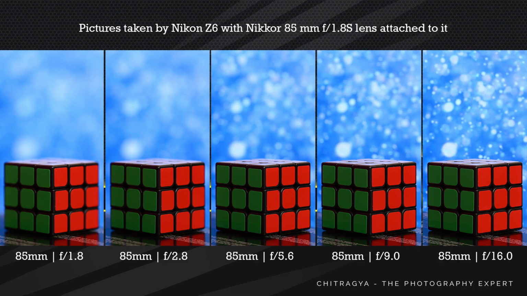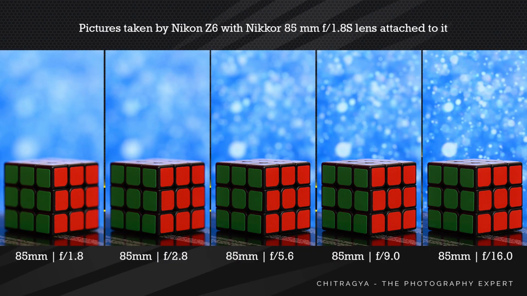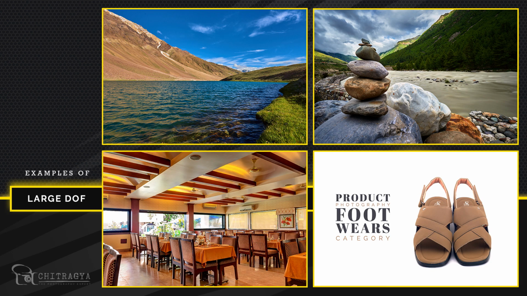Shallow depth of field results in smooth blurry backgrounds, isolating the point of interest from messy backgrounds. I mostly use shallow DOF in outdoor portraits, weddings and wildlife. On the other hand, larger depth of field is useful when you want to capture foreground and background equally sharp. I mostly use large DOF in landscapes, architectural and product photography.